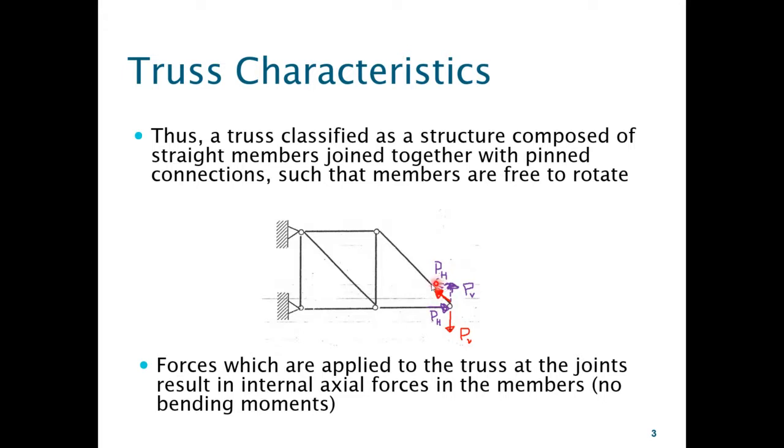Right, so then we have an equal and opposite. So the sum of the horizontal forces are equal. PH is going from right to left here due to this member. And then PH is going from left to right due to the member down below here.